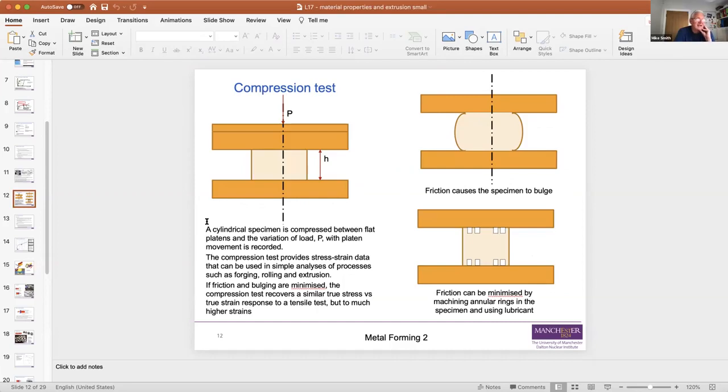Well, you would have to be careful. Yes, it could, because you've put these annular rings in. And of course, what that means is that some of that cylinder isn't as stiff as the rest of the cylinder. So if you were measuring the crosshead displacement, you'd have to make a correction, or alternatively, you put an extensometer on it. So you measure the height just over what you might call the gauge length, which is the bit that doesn't have these annular rings in it.